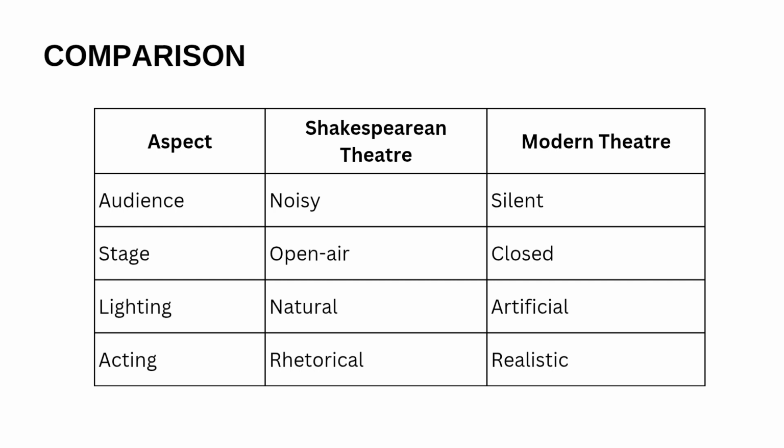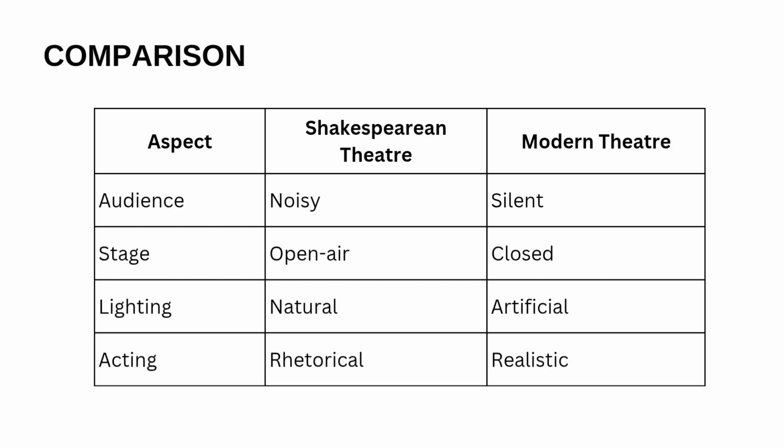Next, stage. Shakespearean theatre, such as the Globe Theatre, was open air. Performances took place in natural surroundings without a closed environment. On the other hand, modern theatre is typically closed and indoor, with controlled space and atmosphere. Now, lighting. In Shakespeare's time, lighting was natural, depending entirely on daylight. There were no artificial lighting systems. In modern theatre, artificial lighting plays a major role. It is used creatively to set mood, focus attention, and enhance visual effects.